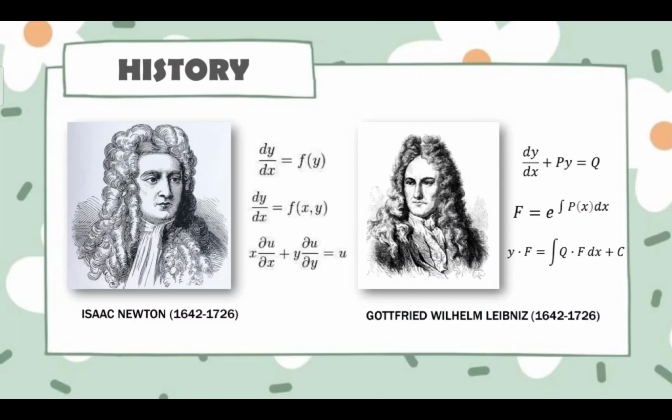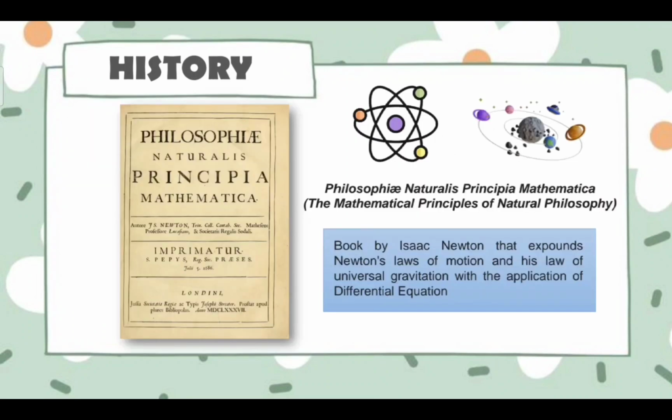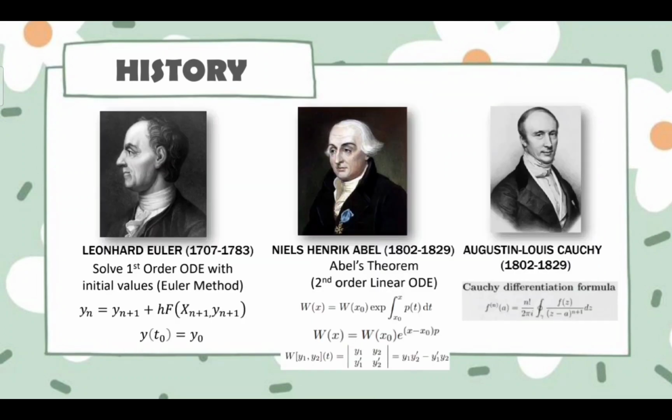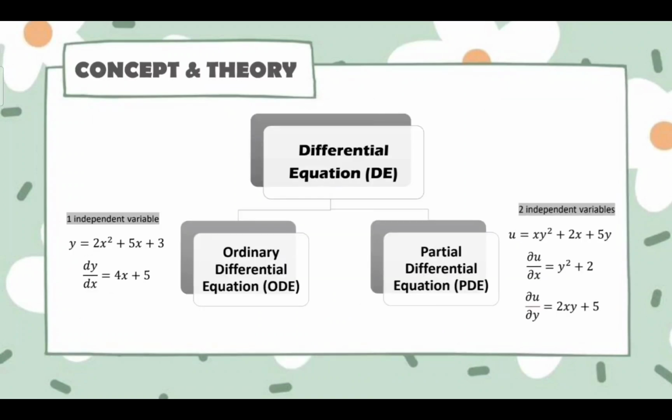Sir Isaac Newton and Leibniz independently developed calculus in the 17th century, which provided a framework for solving differential equations. Newton used calculus to solve problems in physics and astronomy. Mathematicians such as Euler, Abel, and Cauchy made contributions to the study of ODEs. Differential equations are classified into two groups, which are ordinary differential equations and partial differential equations.